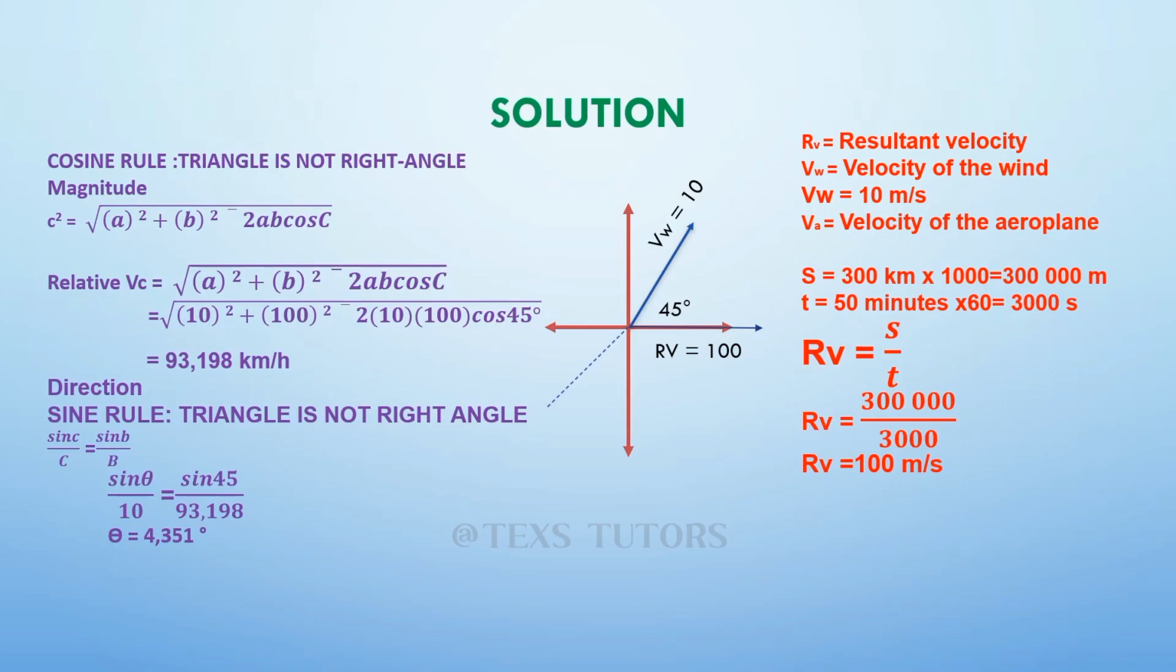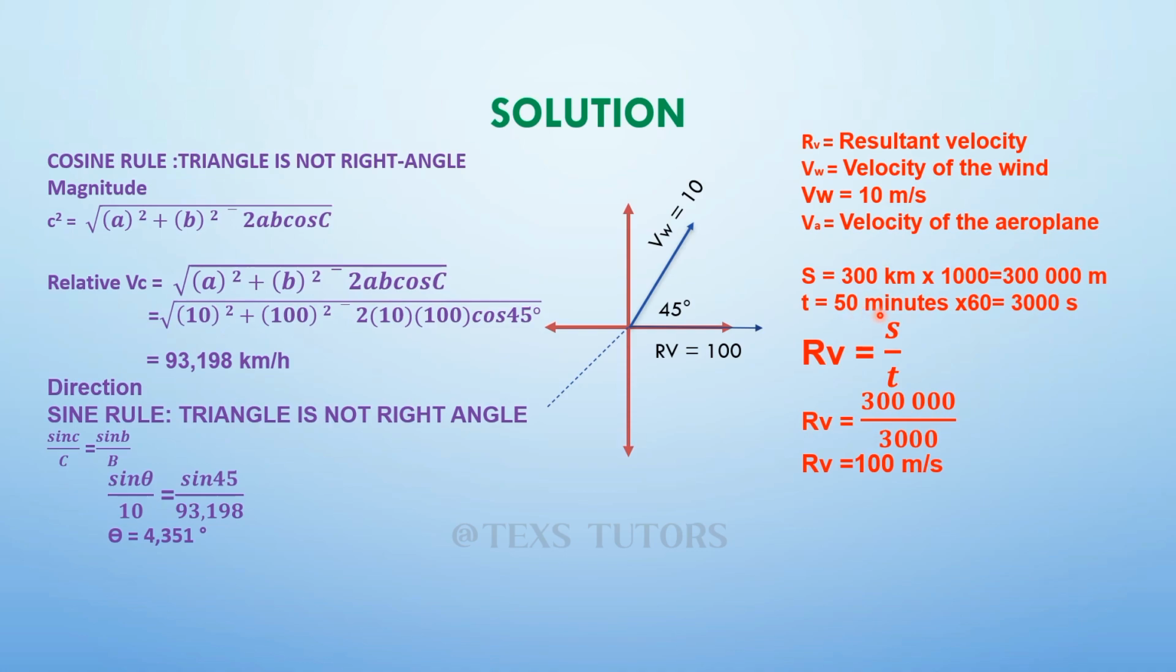Okay, that is the question. We are given that the velocity of the wind is 10 meters per second. We are asked to find the velocity of the aeroplane. So in the question we are told that the plane wants to go east and it's moving 300 kilometers and it's moving for 50 minutes.